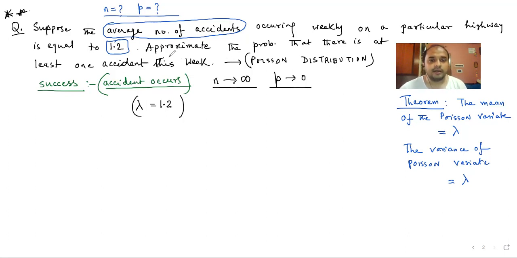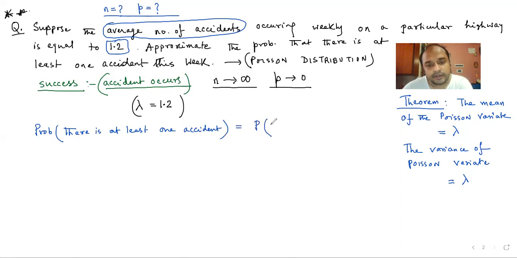Now our job is to approximate the probability that there is at least one accident. So we can write it in the following manner: the probability that there is at least one accident can be mathematically expressed as probability of x greater than 0. X is strictly positive. What is x? You have to define the random variable. X is the number of accidents. This is my random variable here.